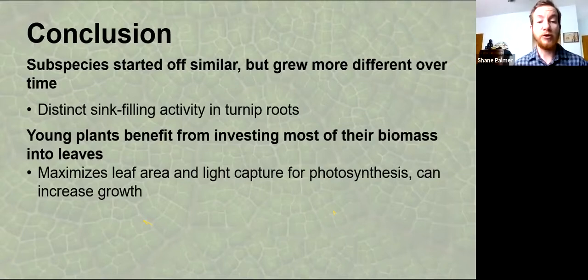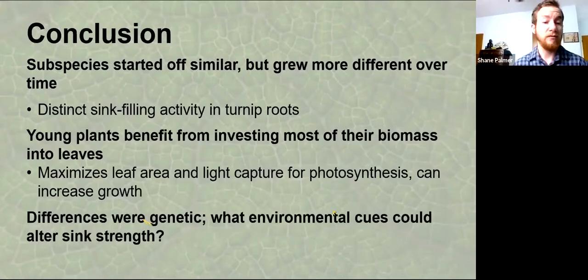So investing early into leaves helps to maximize their leaf area and light capture for photosynthesis, which can increase their growth. And this is something that we have seen in another study, by another lab mate of mine who was doing a greenhouse study and also looked at leaf area in seedlings. They found that in treatments that had low light levels, seedlings did benefit from creating larger, thinner leaves.